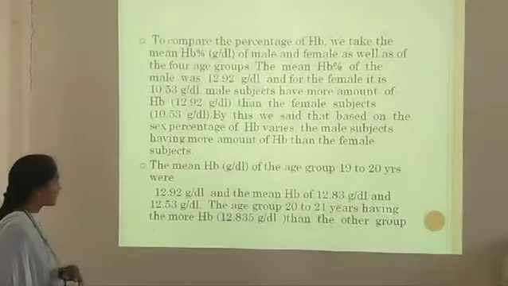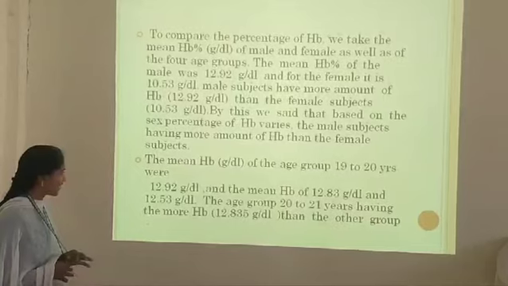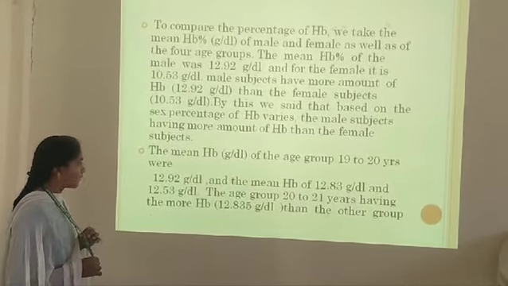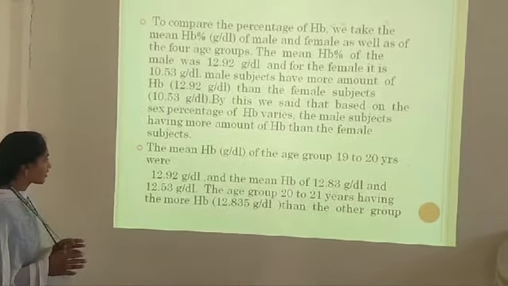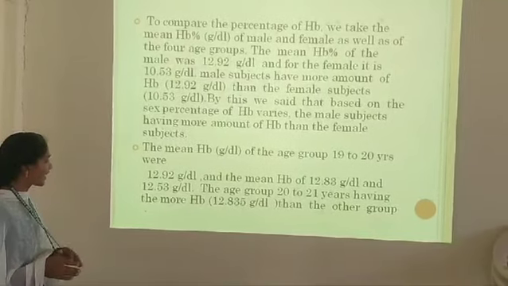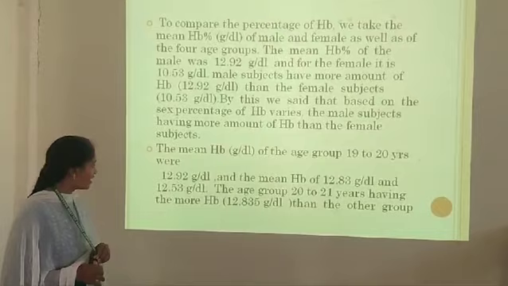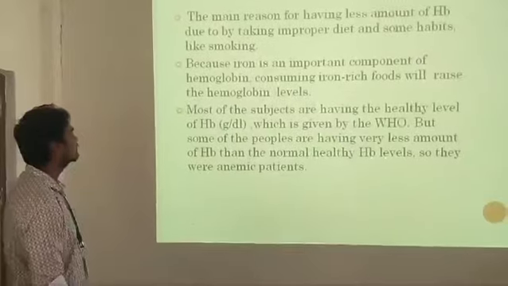The mean hemoglobin of the age group 19 to 20 years was 12.92 grams, and the mean hemoglobin of another group was 12.83 grams. The age group 20 to 21 years has more hemoglobin than the other groups.